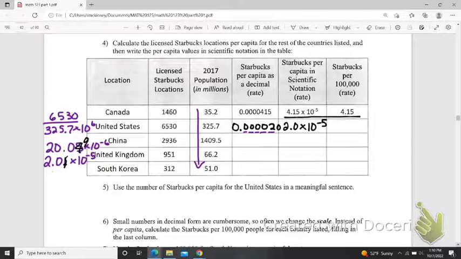So that's why this is 2, because this is all zeros, 2 for every 100,000. So there are 2 Starbucks for every 100,000 people in the U.S. So about 1 for every 50,000 people.